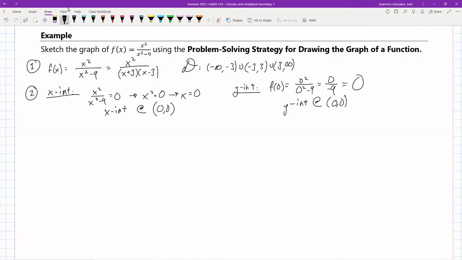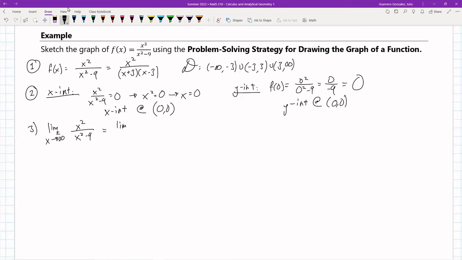Okay. Step 3. We need to find the end behavior. So we need to find the limit as x approaches infinity of f of x. I'm just going to go ahead and write it in. So x squared over x squared minus 9, right? And I'm going to do positive and negative infinity, since both of these are going to be taken care of in one fell swoop, okay? That's going to be the limit.